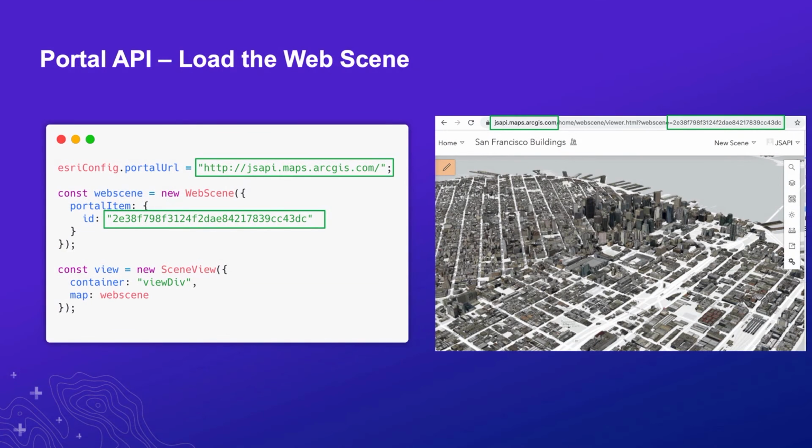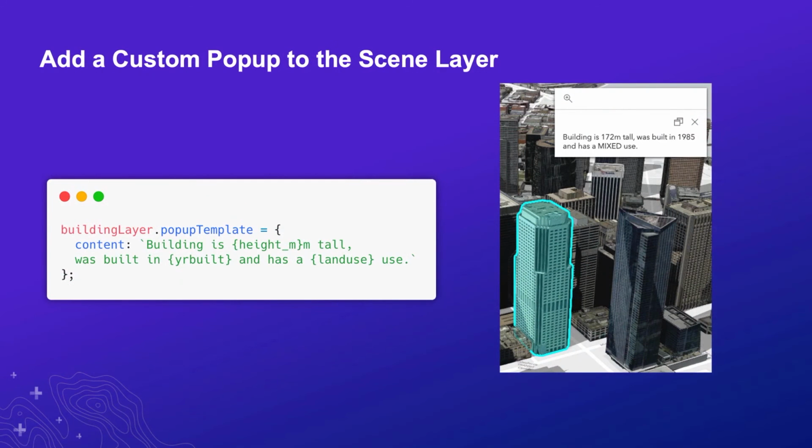So just to go quickly through the features before I jump into the demo, to load a web scene from ArcGIS Online or a custom portal, you need to pass in the portal URL, and then when you instantiate the web scene, you need to pass the portal item ID. To customize a pop-up, you need to set the pop-up template on the scene layer. And in my case, I'm just setting a sentence where I'm adding in values from different fields like the height, the build year, or the land use.